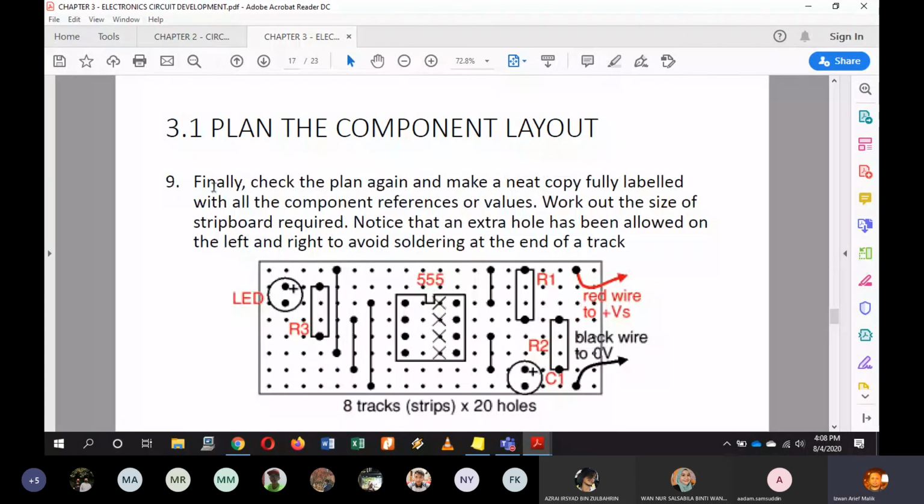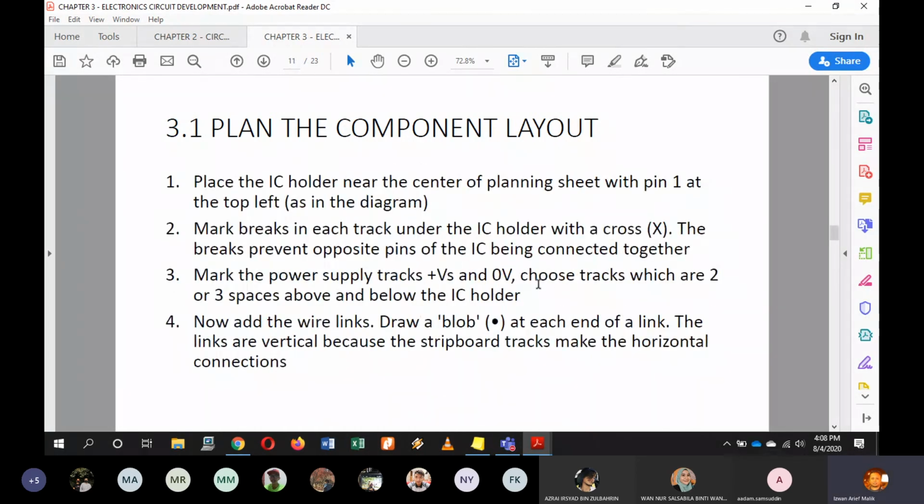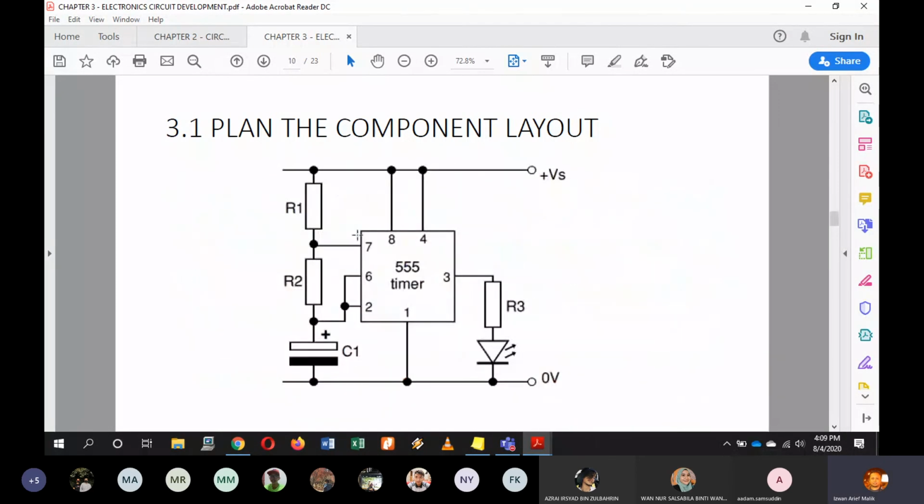Okay, finally, check the plan again and make a neat copy fully labeled with all the component references or values. Work out the size of strip board required. Notice that an extra hole has been allowed on the left and right to avoid soldering at the end of track. Okay, so itu untuk kita punya holes, untuk kita lekatkan kepada kita punya box or whatever. Okay, so this is the final design of your circuit of this one just now.